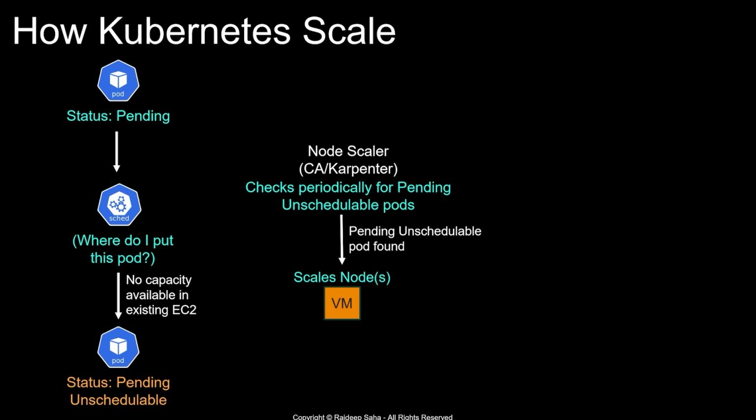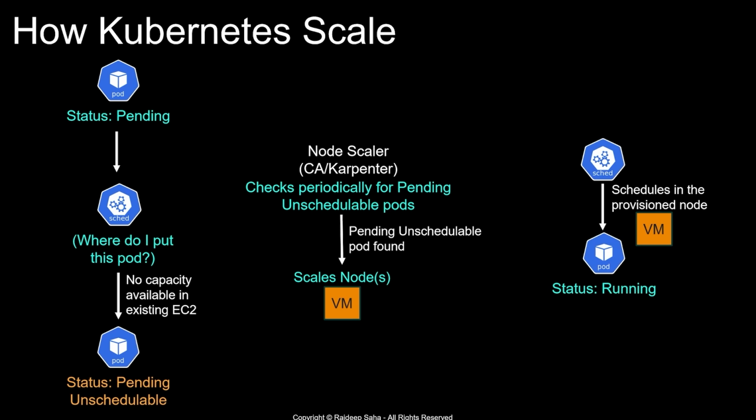So let's say in the previous example, there was a pending unschedulable pod. The node scaler sees that and creates a virtual machine. Also, the scheduler keeps on trying to schedule this pod. As soon as this virtual machine comes up, the scheduler sees there is some new capacity and then schedules that pod in that newly provisioned virtual machine, and the pod status becomes running, and then it starts serving the additional traffic.